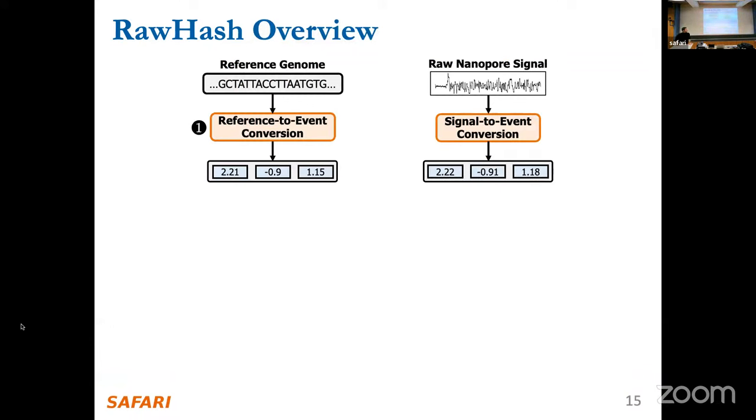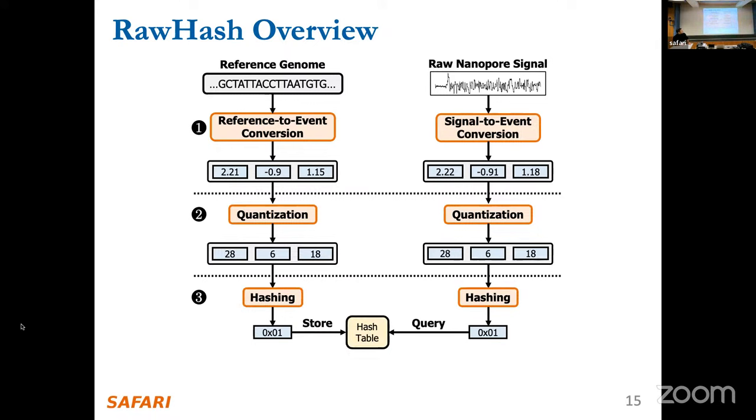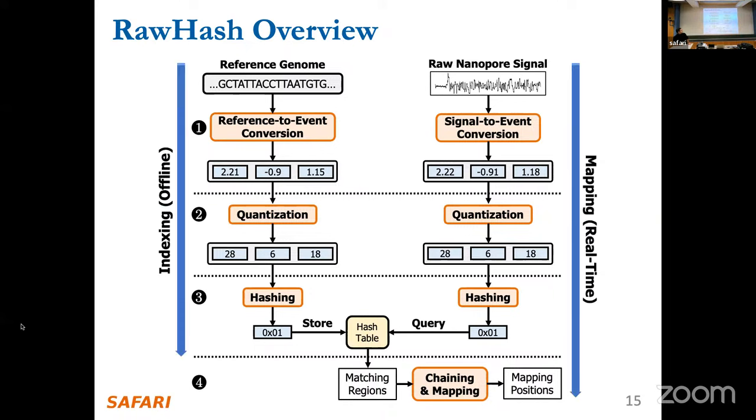This is the overview of the steps that we're taking in RawHash. First, we start by converting the reference genome and the raw signals to some basic values that are representative of k-mers, which are subsequences of the reference genome and the signal. Then, to reduce the variation effect, we quantize these values into smaller values. And then, by merging some of these quantized values into a single value, we generate the hash values. By matching these hash values, we figure out matching regions between the reference genome and raw nanopore signals. Then we perform a more sensitive analysis to figure out the similarity between the raw nanopore signals and the reference genome.